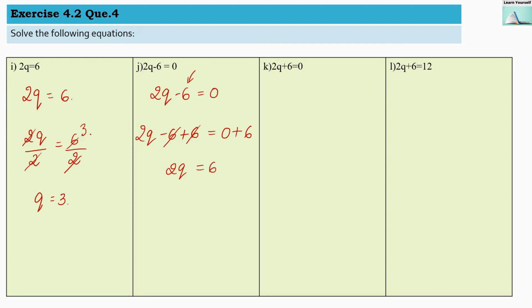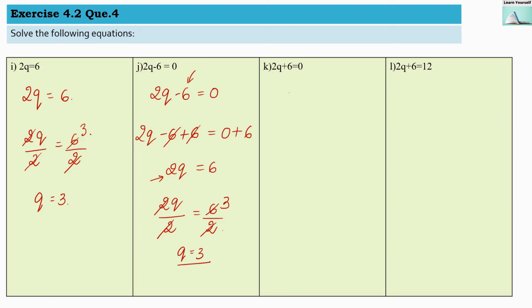Now we want to remove this 2. It is in multiplication, so we can divide by 2 on both sides. This 2 and this 2 will get cancelled out, whereas here we can divide this 6 by 2 and we will get 3. So q equals 3 will be our answer.